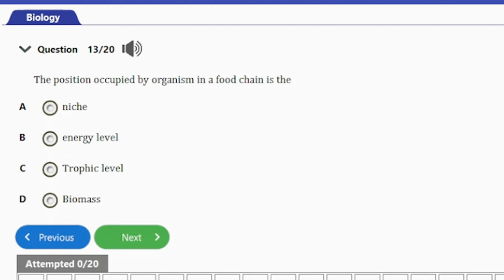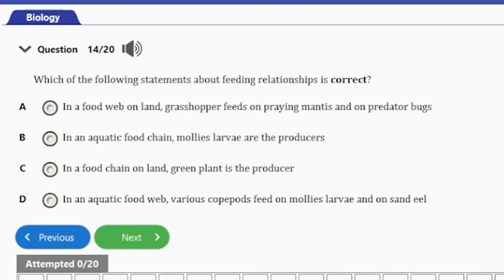So let's consider the next question, question number 13. It says, the position occupied by organism in a food chain is the A, niche, B, energy level, C, trophic level, and D, biomass. So guys, the answer to this question is option C, that's the trophic level. Let's consider the next question, question number 14.